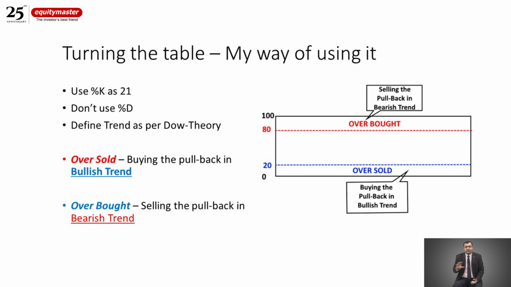And I am not taking any advanced level theories over here. I am just taking the Dow theory, which is basically when prices form higher highs, it's a bullish trend. When prices form lower highs and lower lows, it's bearish. Now identify the trend as per the Dow theory.